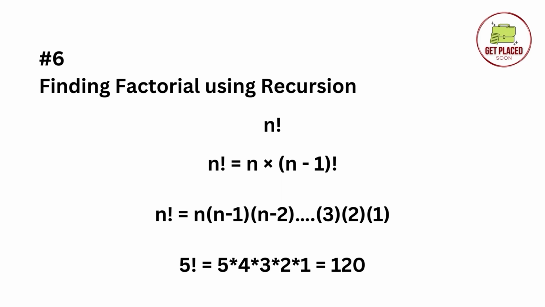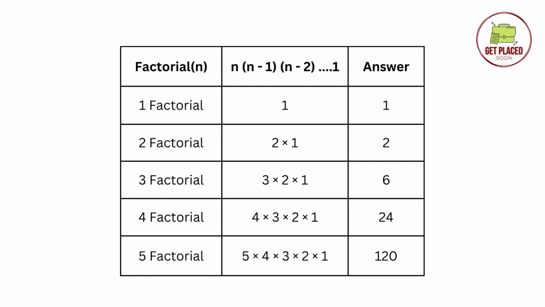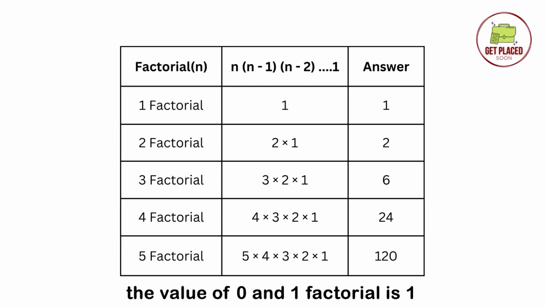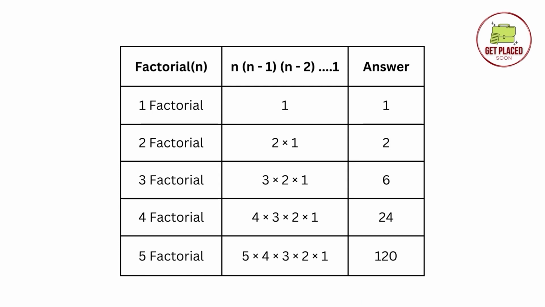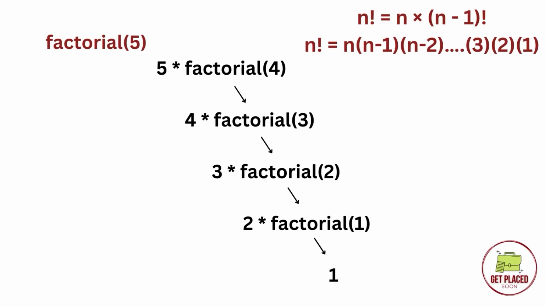Now, for example, let's take 5 factorial. To find 5 factorial, you have to multiply 5 into 4 into 3 into 2 into 1. That is 120. Now, you can see in the table here. Always remember the value of 0 factorial and 1 factorial is 1. Other than that, you can calculate 2, 3, 4, 5 factorials using the formula n into n minus 1 into n minus 2 till you reach 1. You keep on multiplying the previous values. Now, let's see how to achieve this in programming.